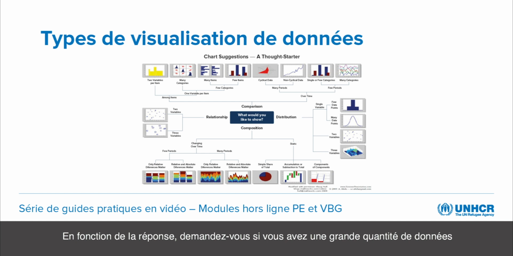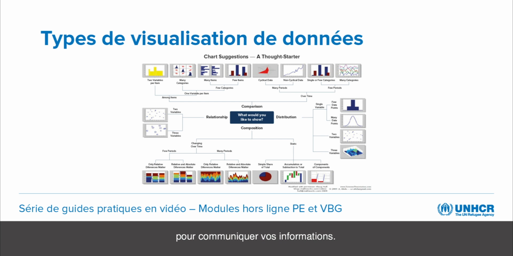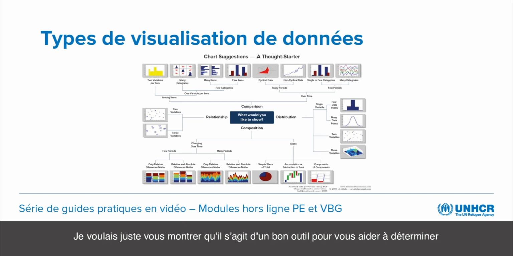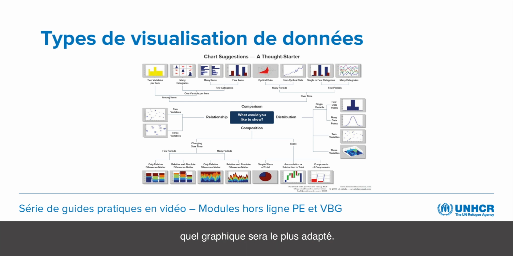And then based upon that, depending upon, do you have a whole bunch of data? Is it just a few categories? Which of these graphs are going to be the most effective way to share your information? This can be a good tool to help you figure out which graph is going to be your best.